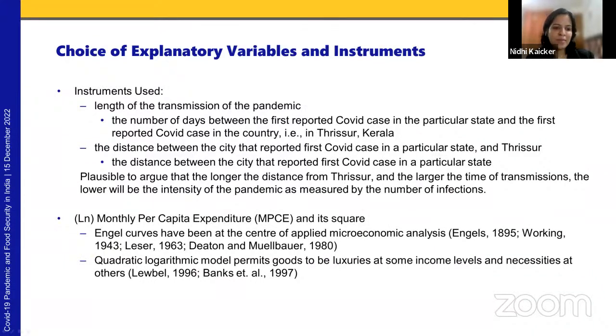Then we include in our demand specification the natural log of monthly expenditure per capita as the leading term, and an additional higher order, which is the square. The study of commodity expenditure and income, which is popularly known as the Engel curve, has been the center of applied microeconomic analysis. And further, a quadratic log model, which we are using, permits goods to be luxuries at some levels and necessities at other income levels.